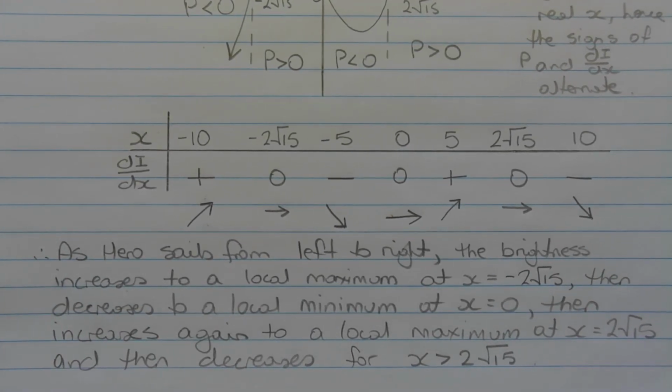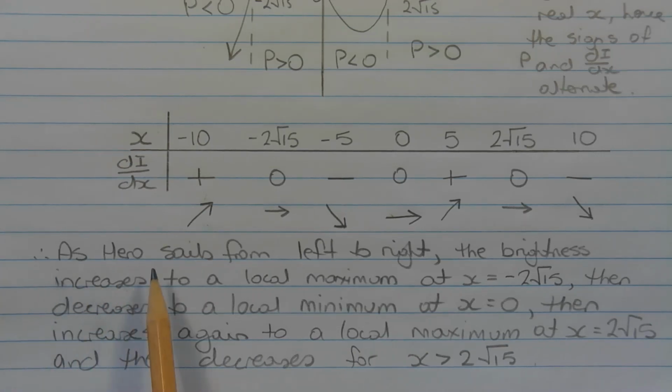Expressing this as a table of signs, and here are our three stationary points, so negative 2 root 15, 0 and positive 2 root 15. And then considering some values on either side of those stationary points, so I've tried to choose the most convenient values, so negative 10, negative 5, 5 and 10. We can see what's happening here to the brightness as Hero sails from left to right. So increases, local maximum, decreases, local minimum, increases again to a local maximum, and then decreases forever after.